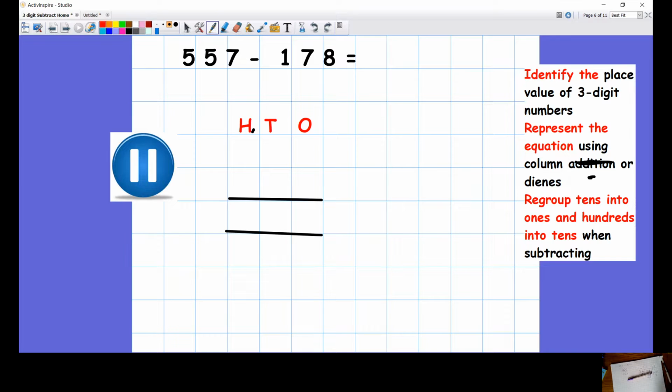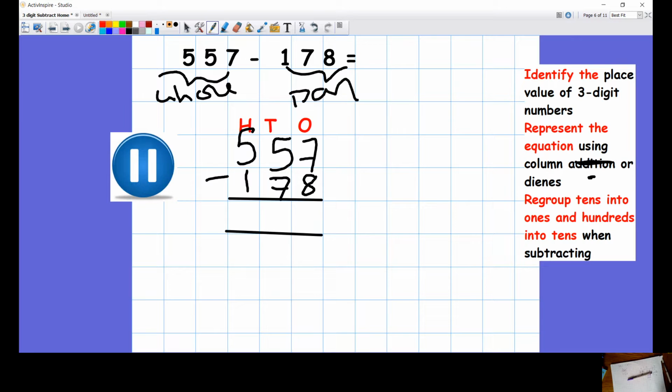Fantastic. Let's get started. So we're going to identify the place value. 557, we have 5 hundreds, 5 tens and 7 ones, and we're going to be subtracting from that 1 hundred, 7 tens and 8 ones. When you're writing down the number that you're taking away, obviously this is our whole and this is a part. If any of the place value numbers, so your tens or ones, is a larger number in your part than in your whole, you should in your head start thinking, aha, we're going to have some regrouping here.